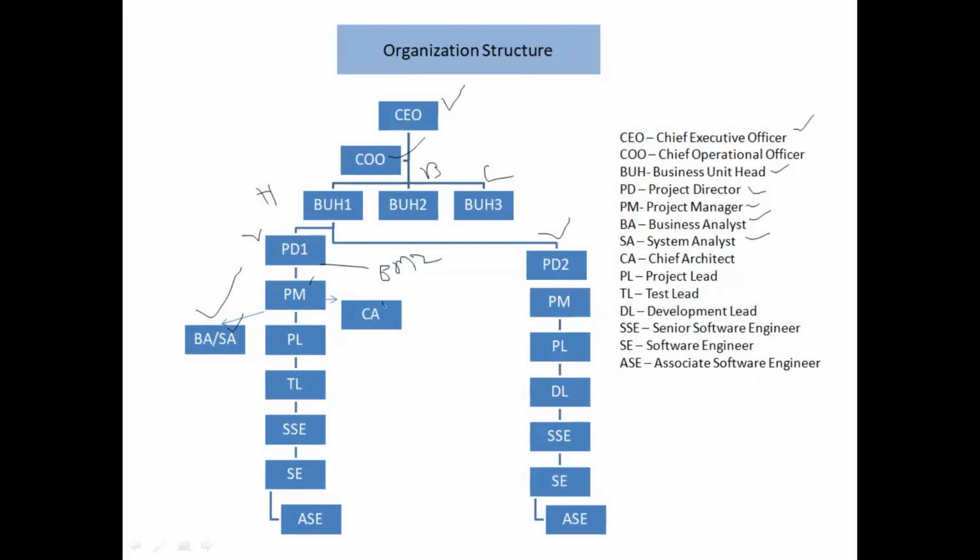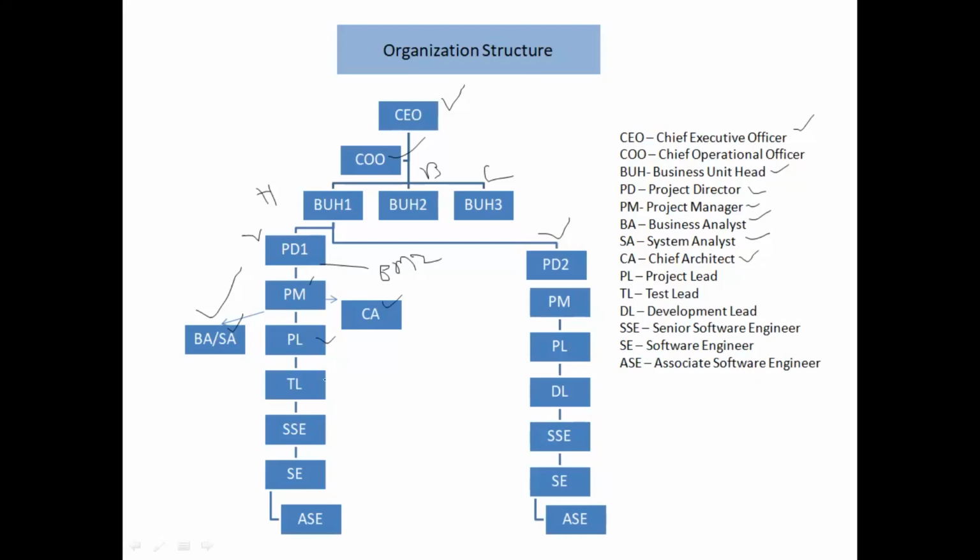And the chief architect, CA stands for chief architect, will define the architecture of the system. So these three people report directly to your project manager, along with the PL. PL stands for project lead. The project lead will take care of the detailed activities, and there will be a team.